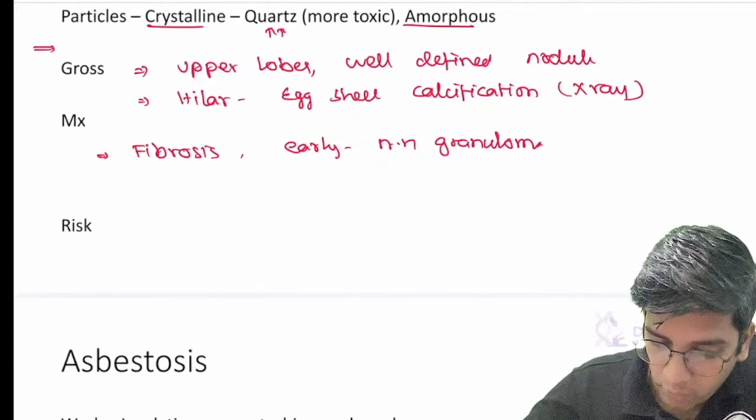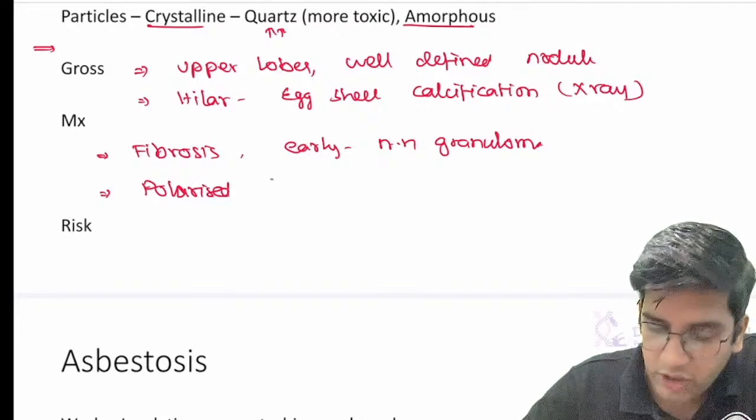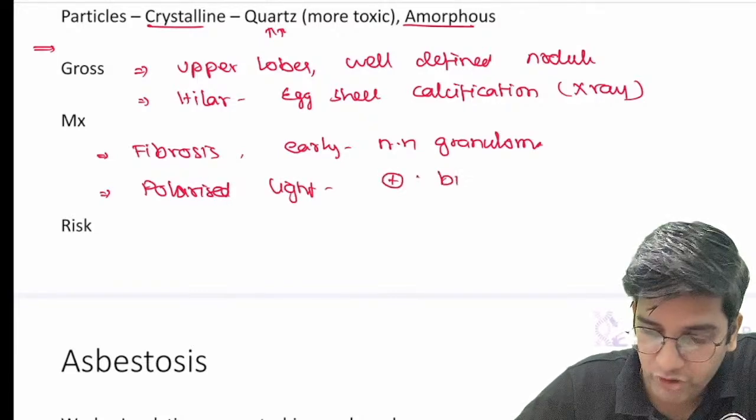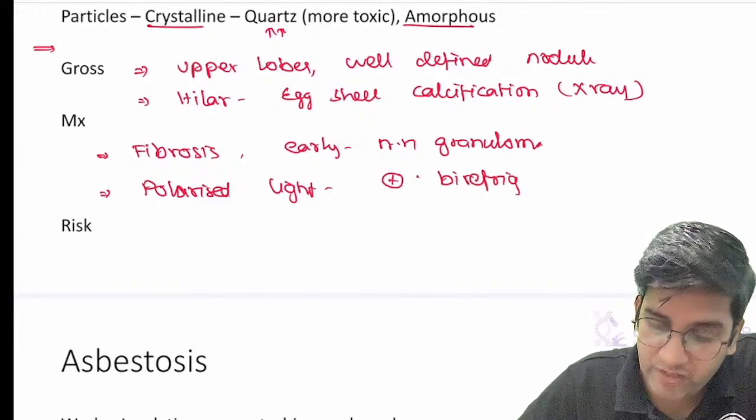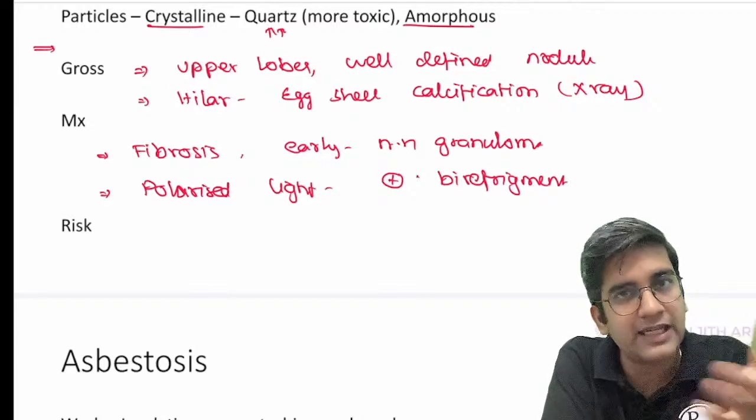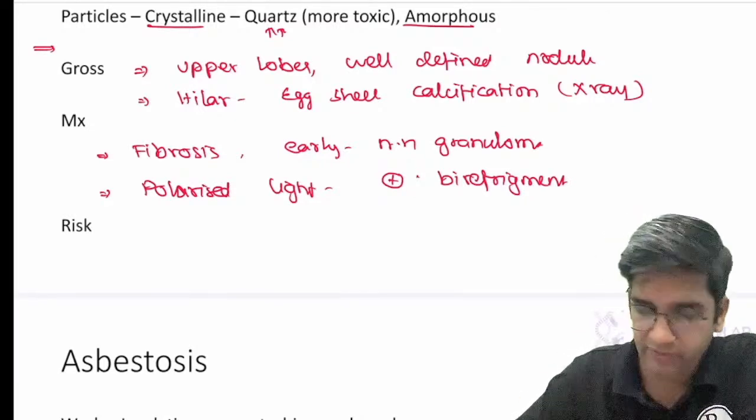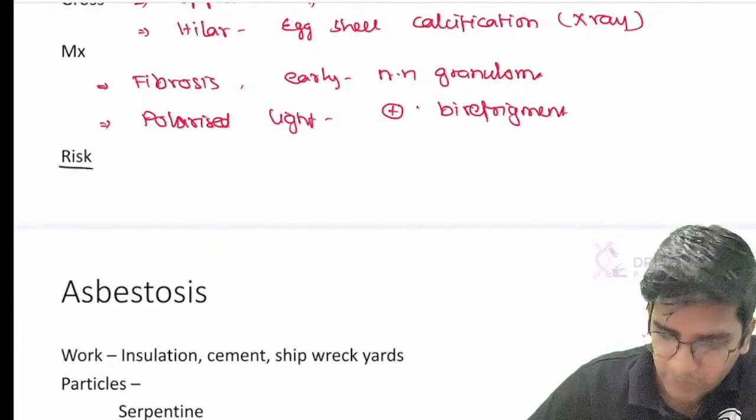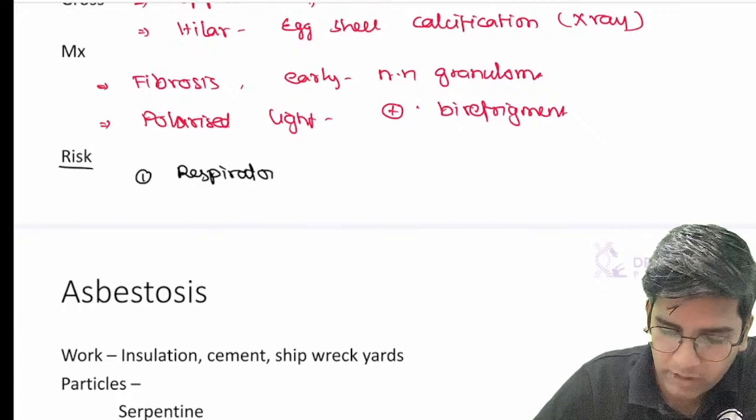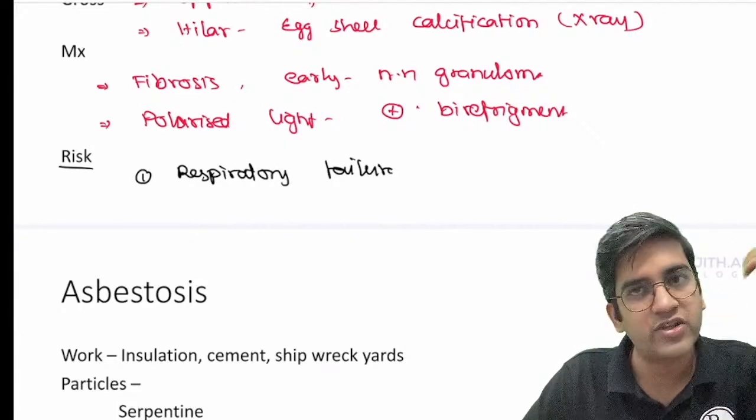Perfect. It's polarized microscopy. Fine. On polarizing microscopy, silica is positively birefringent. It's extremely birefringent because like any other sand particle, silica can reflect light. That can be seen here as well, right? It's a positively birefringent particle seen in the light, right? Perfect. Risk, again, add two things. One, definitely respiratory failure is undoubtedly an important problem here. The patient can end up in respiratory failure due to interstitial fibrosis and interstitial lung disease.